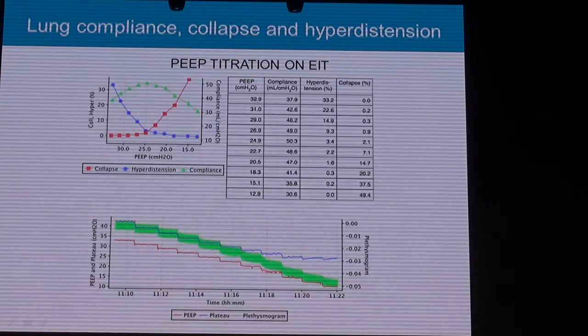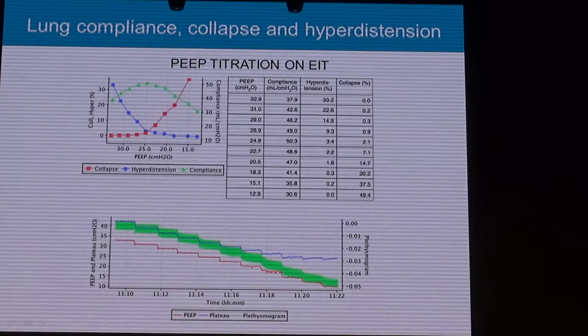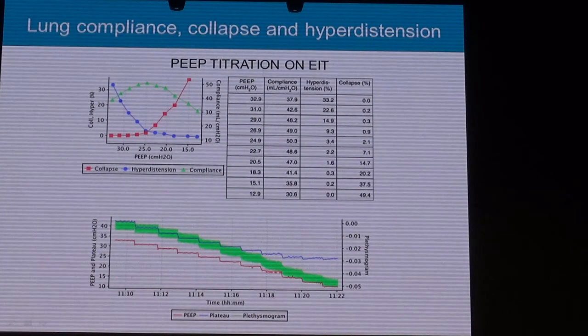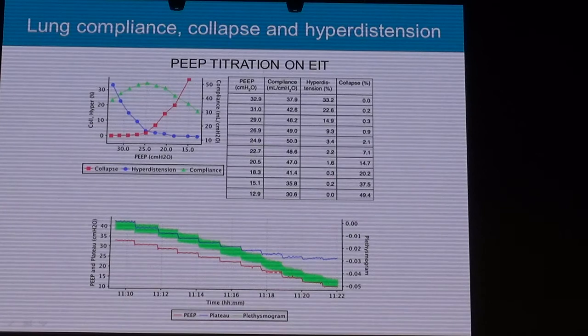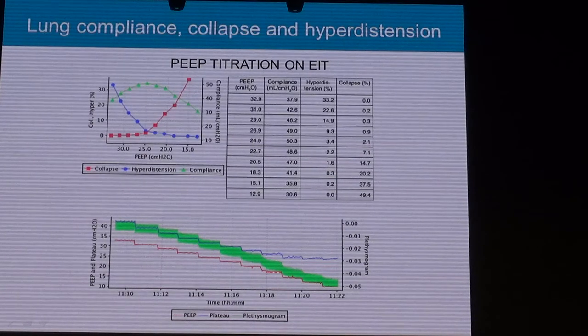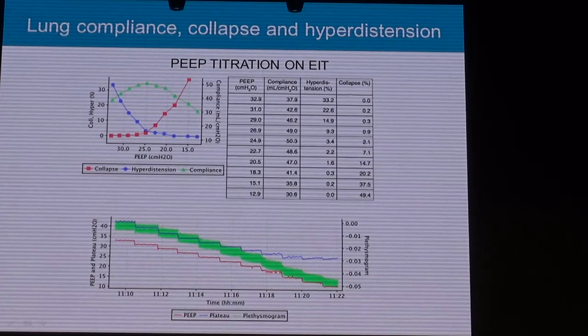And so you can actually see lung ventilation in the different regions of the lungs. We performed a decremental PEEP trial, and what it shows here is that in red, going from 34 of PEEP down to 15 of PEEP, there is an increase in collapse. That red is collapse of the lungs by impedance.